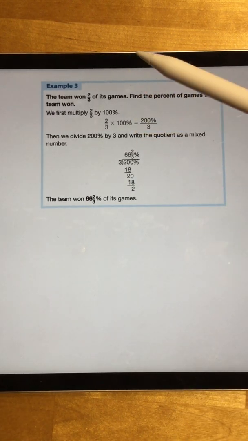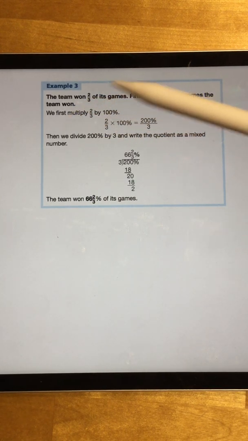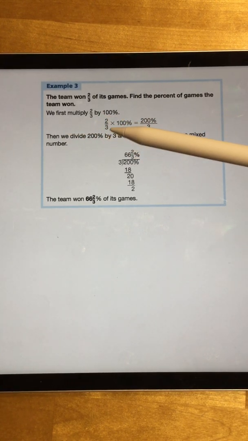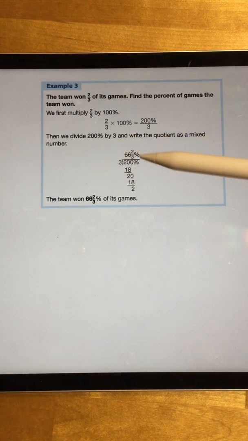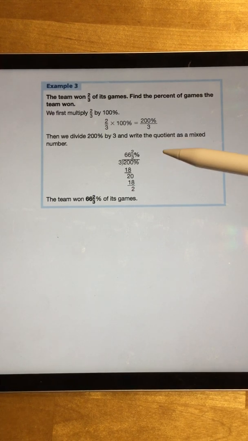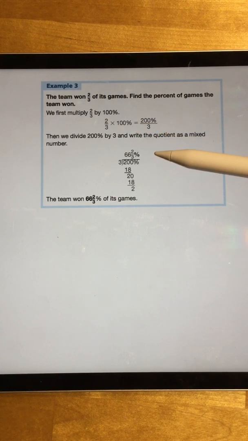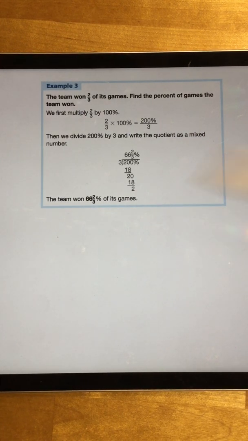In our next example, the team won 2/3 of the games. Find the percent of games the team won. So first we multiply the 2/3 by 100%. Correct? Because 3 does not evenly go into 100. So we get 200% over 3. Then we divide the 200% by the 3 and write its quotient as a mixed number. Now I know, because just from our discussion yesterday, that some of you already know what 2/3 is as a percent. 66 2/3. All right, so the team won 66 2/3% of the games.